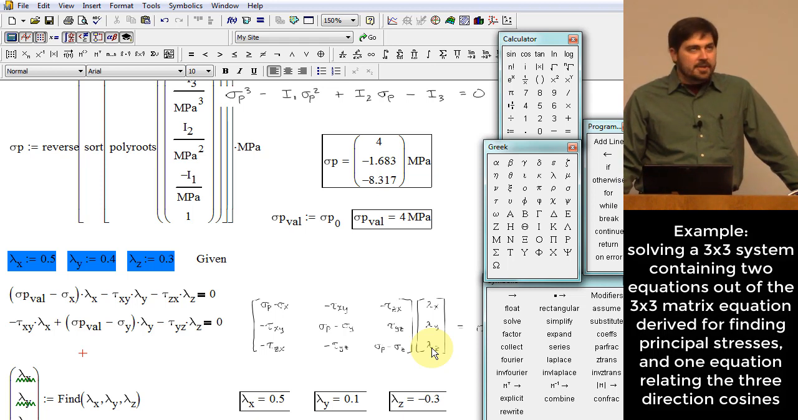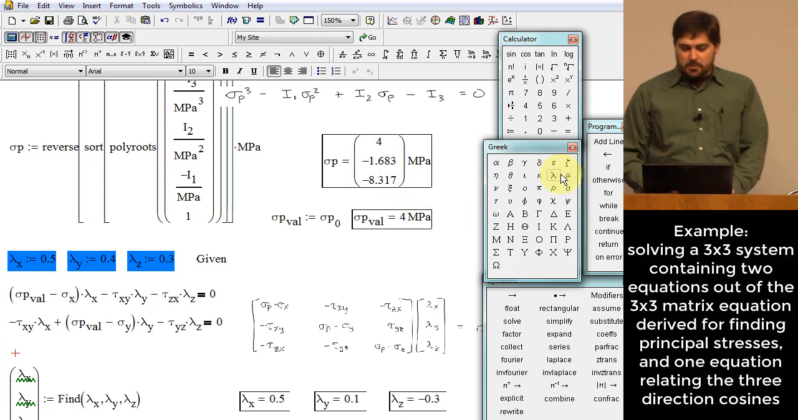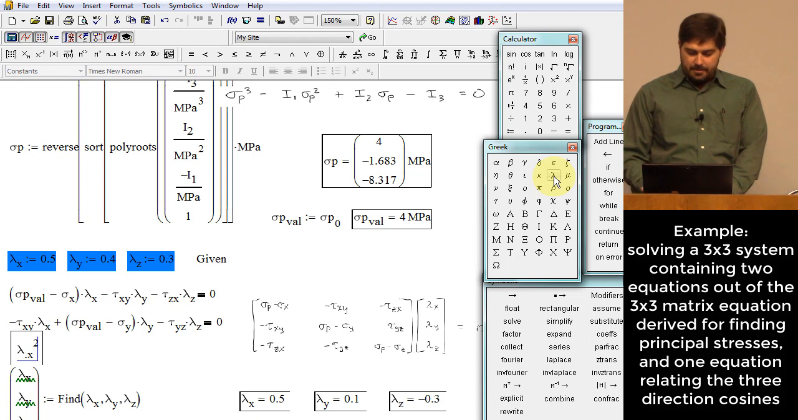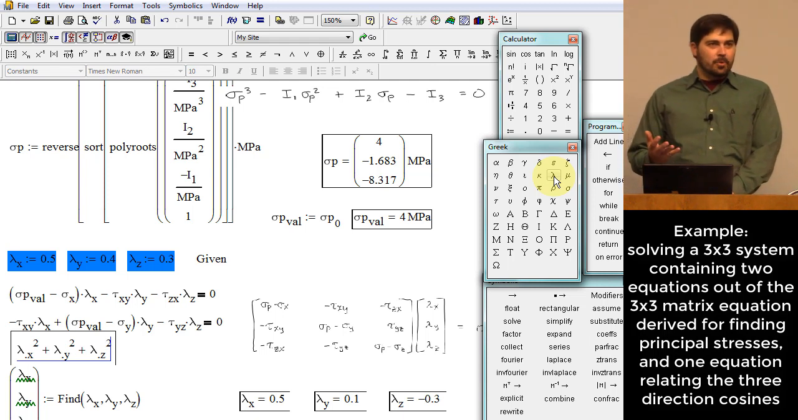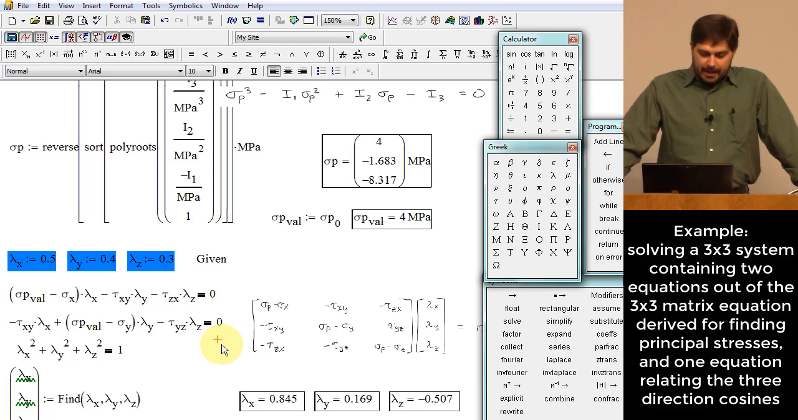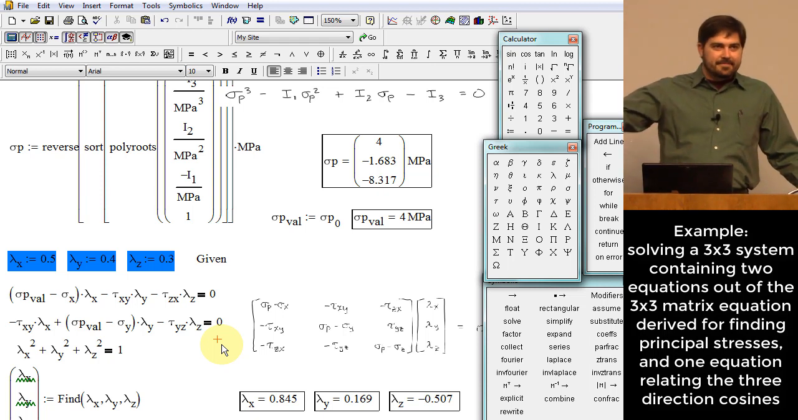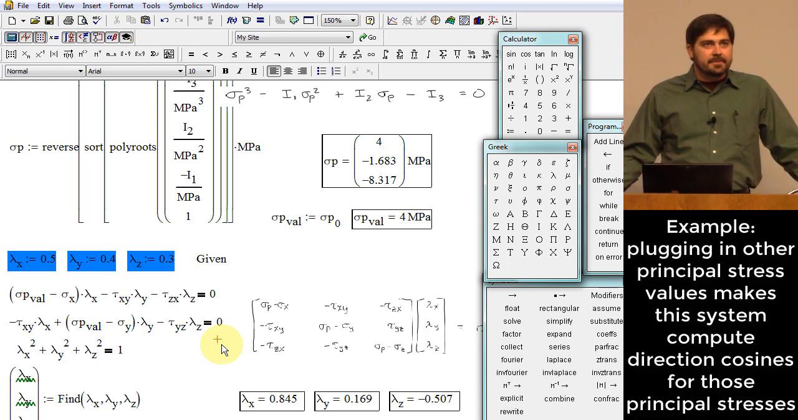What do you think we have to do to actually be able to solve this system? Go back and remember, do we have any other relationships that relate lambda x, lambda y, and lambda z? Yes, we do. Lambda x squared plus lambda y squared plus lambda z squared, even though I had it wrong at first on my notes just a second ago. What should this be? 1. All right. And Mathcad will solve that, and it will give you lambda x, lambda y, and lambda z. These are your direction cosines for your most positive principal stress. What do you think I have to do to get maybe my middle principal stress?